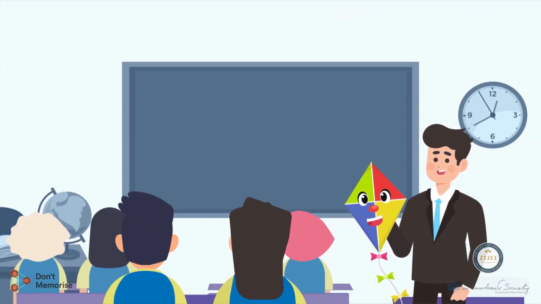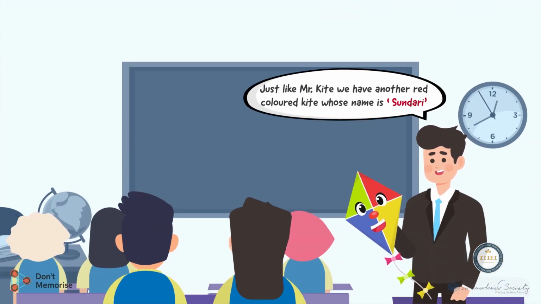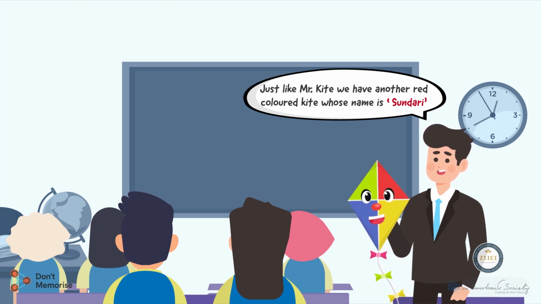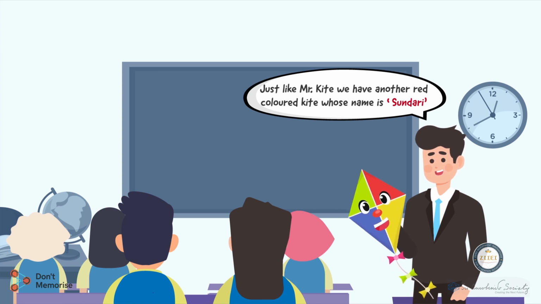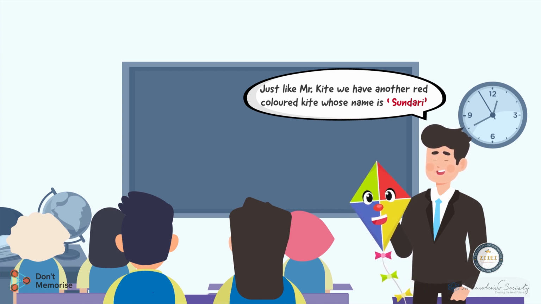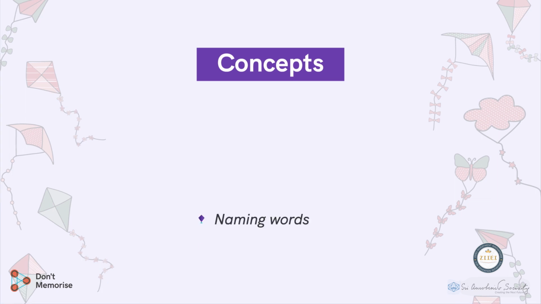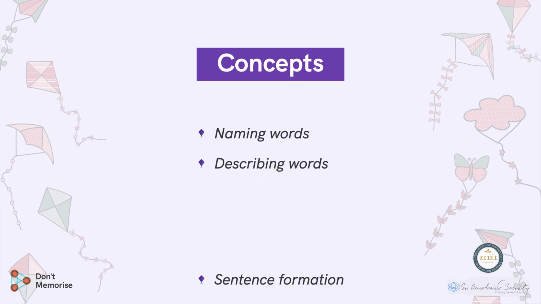Inform the students that just like Mr. Kite, we have another red-colored kite whose name is Sundari. Tell the students that Sundari looks very beautiful. We will conclude the discussion by conducting an activity to include the concepts of naming words, describing words, and sentence formation.